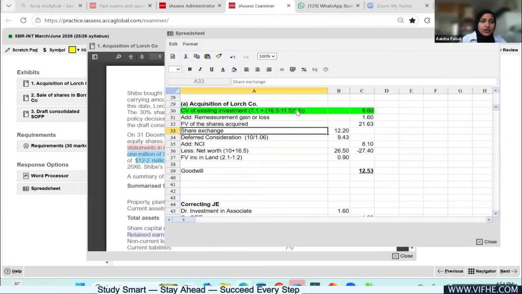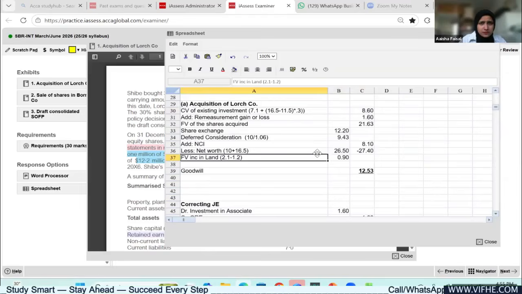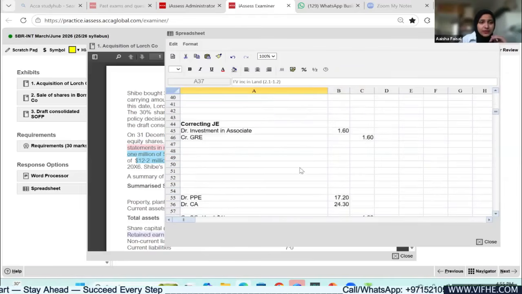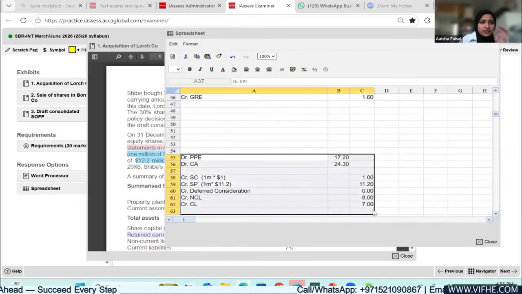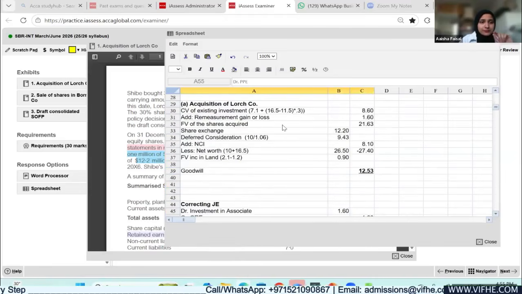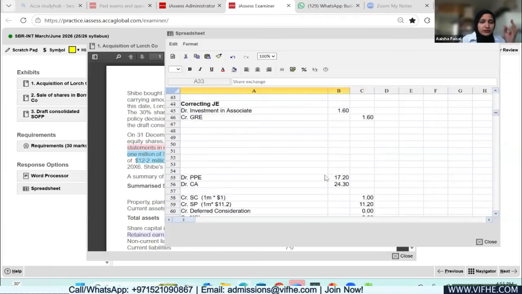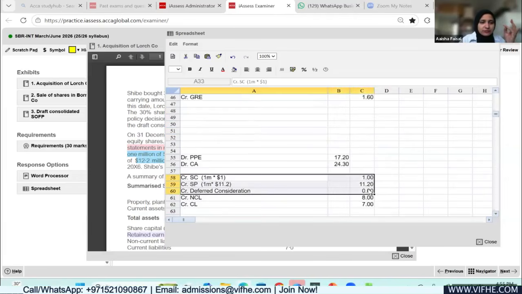Now we are going to check what all is missing. We already started on what is missing and started passing the correcting entries, but we'll go line by line and see what is being missed. The fair value of the shares acquired, they did not record for the share issue. Share exchange deferred consideration, we already passed. Share exchange, we already passed.